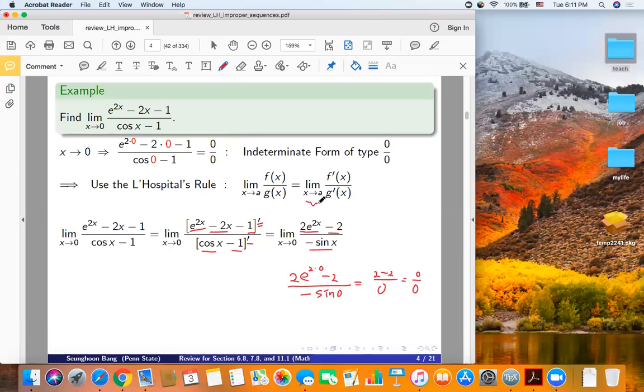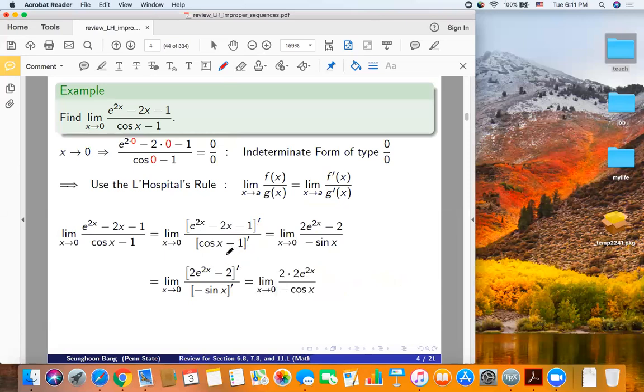How can we solve it? We use L'Hopital's rule again. Okay. The same rule. The derivative of 2 e to the 2x is 4 times e to the 2x. The negative 2 prime equals 0. Negative sine prime is minus cosine. So 4 times e to the 2x over negative cosine. You plug 0 into the top and bottom. The 4 times e to the 0 is 4. Cosine of 0 is 1, so negative cosine is minus 1. The answer is negative 4. This is the whole idea.